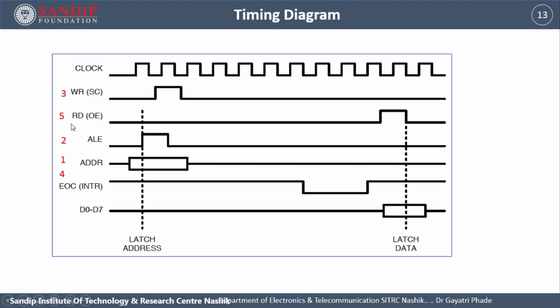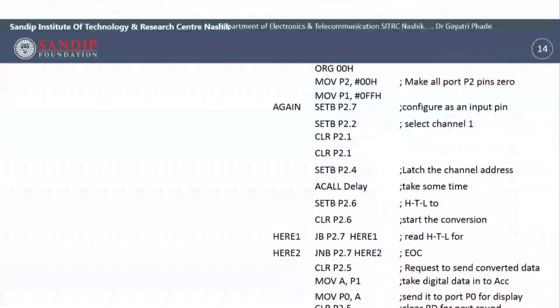Next, we have to give a signal from the microcontroller to the ADC, that is the request, so that whatever converted data is available on the D0 to D7 pins of the ADC, after giving OE, will be taken by the microcontroller. In this way, the communication between the ADC and microcontroller takes place during the analog to digital conversion.